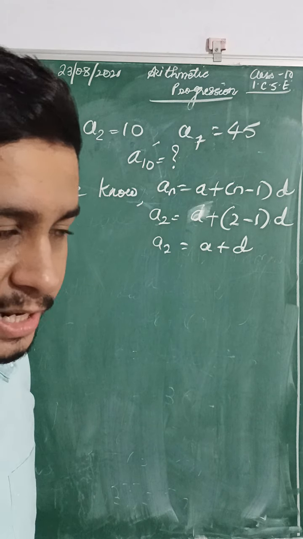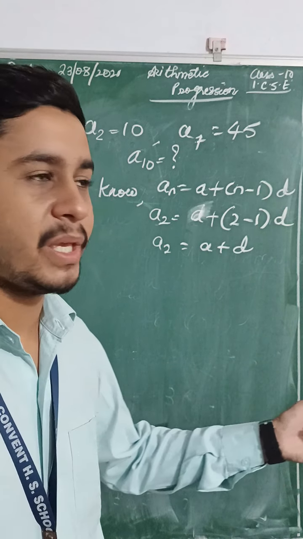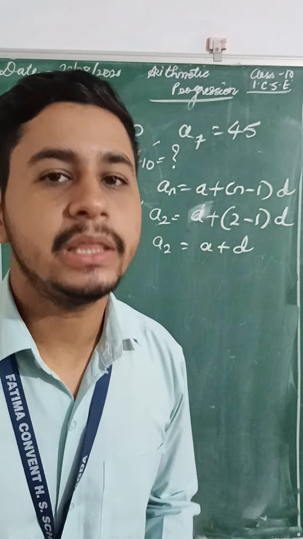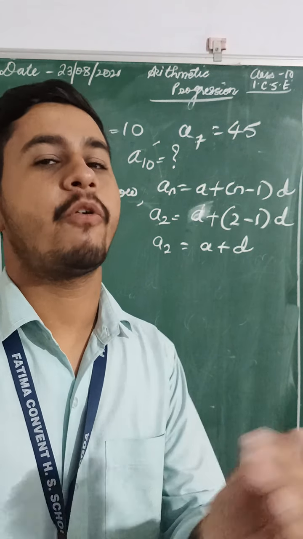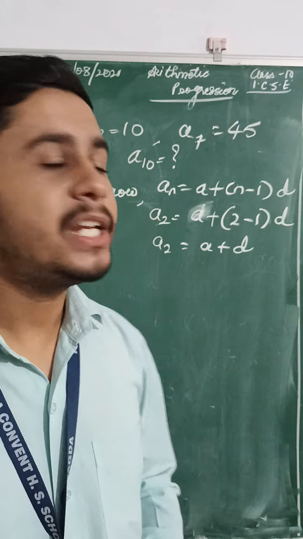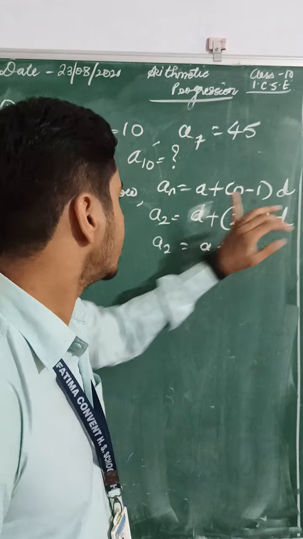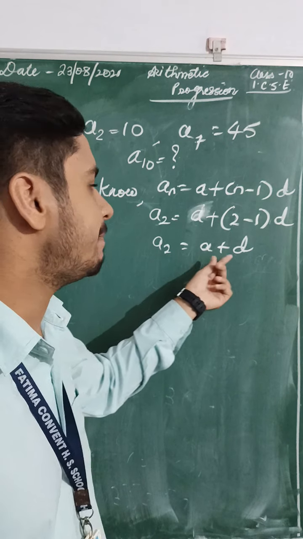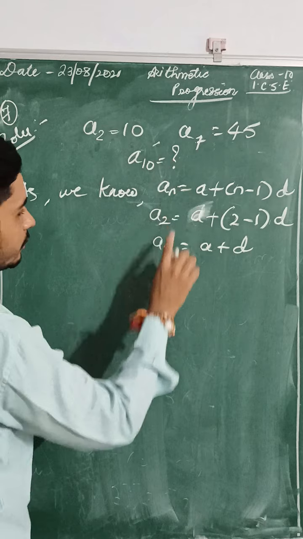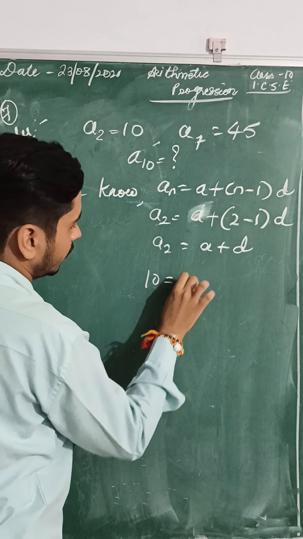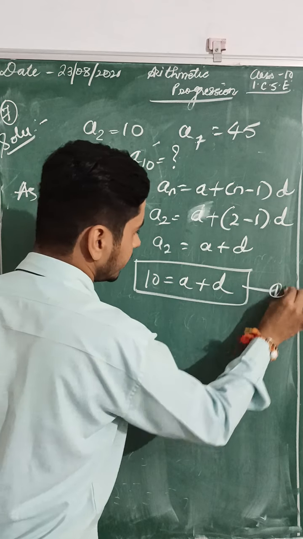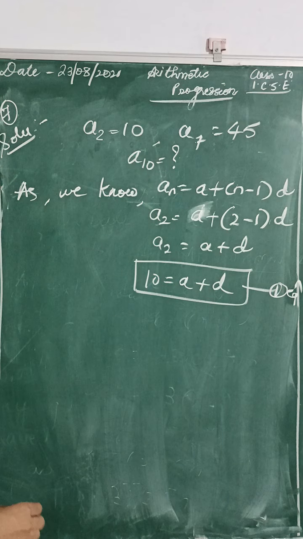As in the previous lecture also, I made you understand this: if you want to find the 15th term, we call that a plus 14d. If you want to find the 20th term, a plus 19d. Why? Because of this n minus 1. Similarly A2 will be a plus 1d, which is a plus d. What is A2 with us? 10. So 10 is equal to a plus d. Consider this as the first equation.